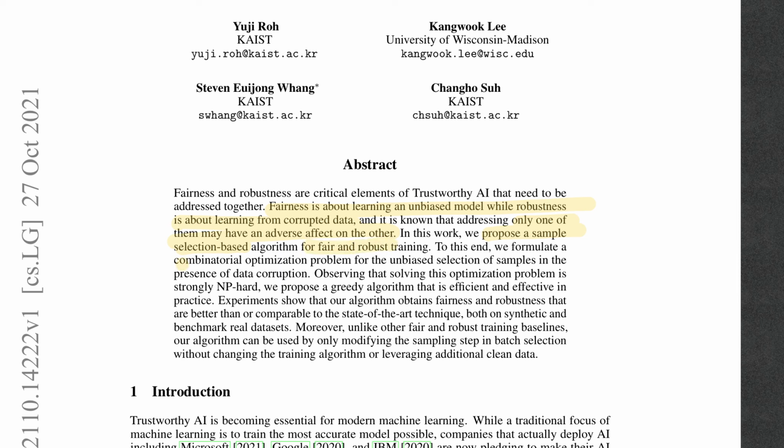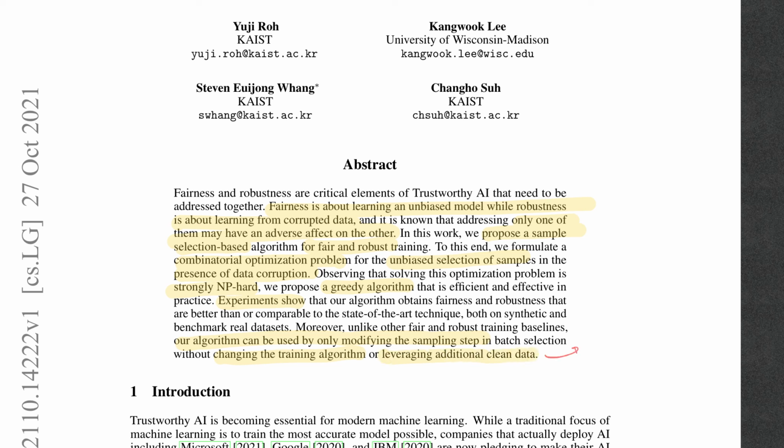They formulate a combinatorial optimization problem for fair selection of samples in the presence of data noise. And while discussing that it reduces to a strongly NP-hard problem, they provide a greedy algorithm that is efficient and in practice effective. They also conduct experiments to show the empirical performance of their proposed model. And lastly, they mention that this algorithm is easy to use because it only modifies the sample selection step. Therefore, the training algorithm can remain unchanged and additional clean data is not needed.